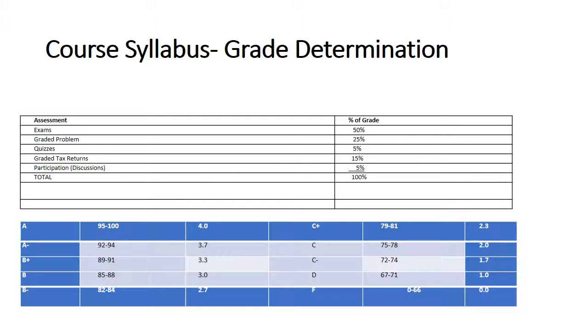The course grade, again, is determined: 50% is exams, graded problems, exams and the project, extra credit. Graded problems are 25%. Those are your graded assignments in Connect. Quizzes 5%. Your graded tax returns 15%. And then that weekly discussion board posting, asking questions and answering, 5% of your grade. And then the normal number to letter conversion for Misericordia Business Department is listed below. This is also in your syllabus.